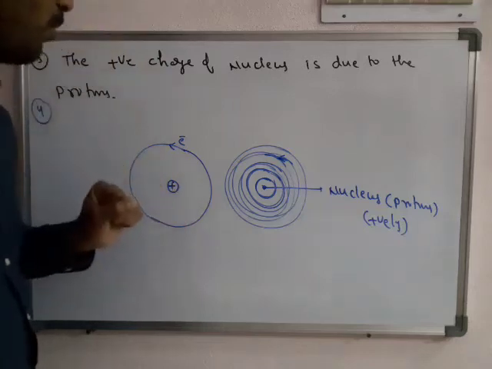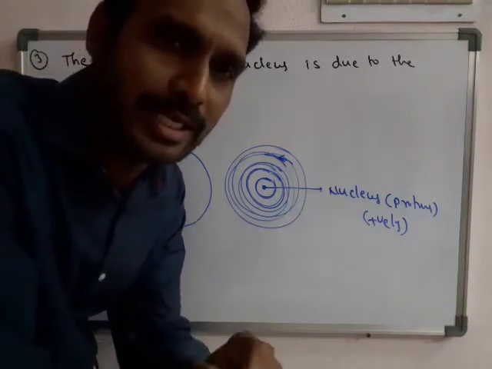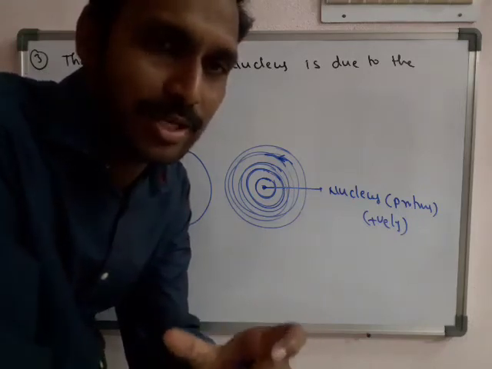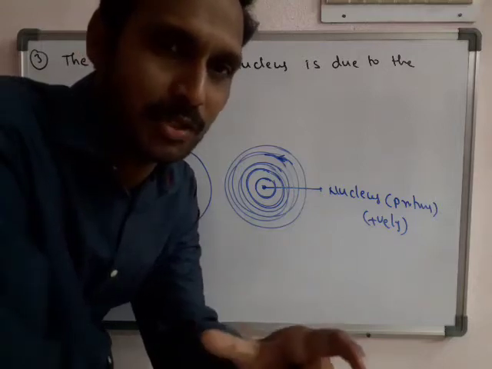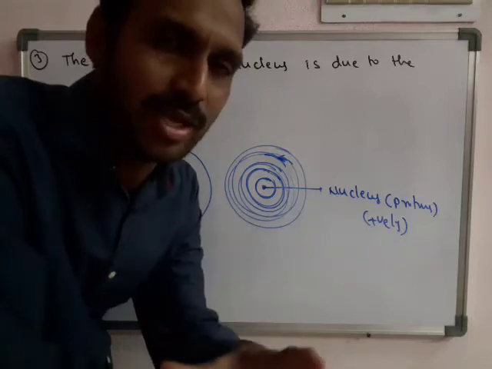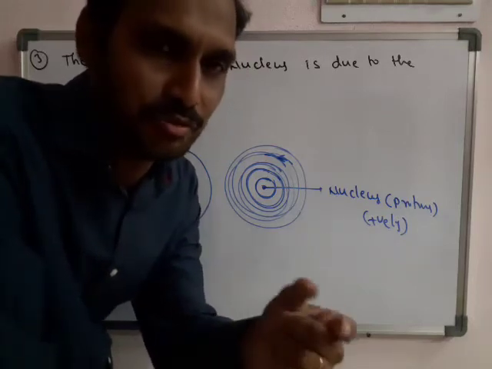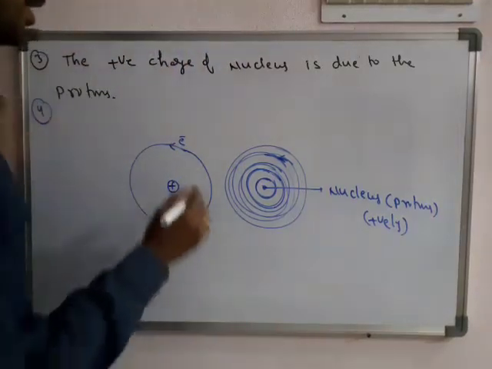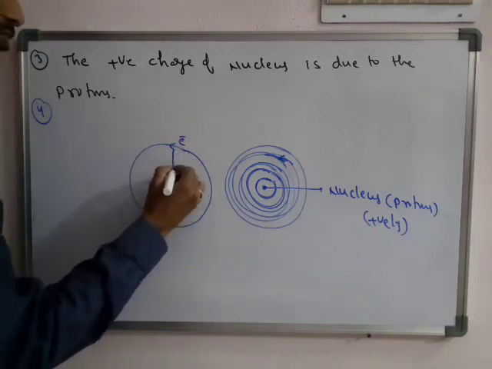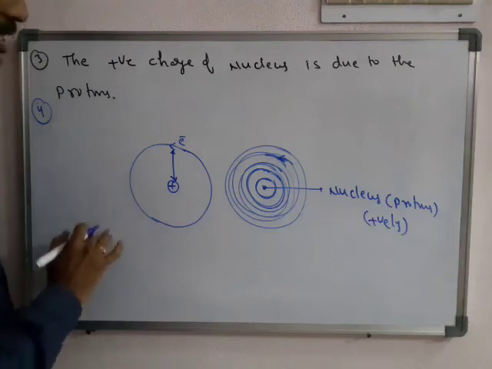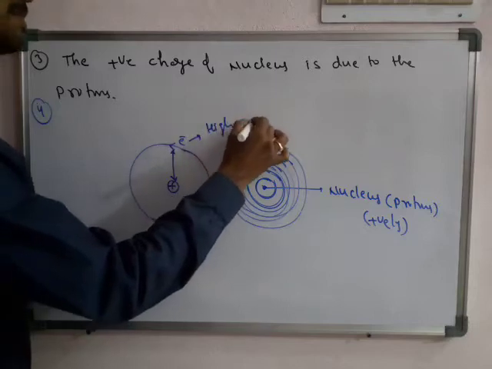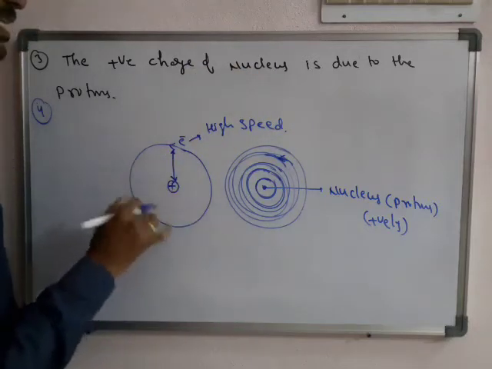Suppose they move very slowly. If they move slowly, there is a possibility of the attraction of electrons to the nucleus, because electrons are negatively charged and the nucleus, with its protons, is positively charged. So there is a possibility of attraction between the nucleus and the electrons. That's why he mentioned that the electrons move with very high speed.